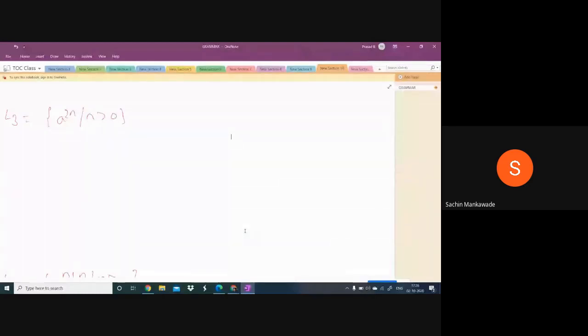What is the smallest value of n? It is 1. If n is 1, it is A square. N is 2, A power 4. N is 3, n is 4, n is 5. So it will have an even number of A's. And the smallest string is double A. And the remaining strings for that, S goes to ASA. This is the grammar. Okay.